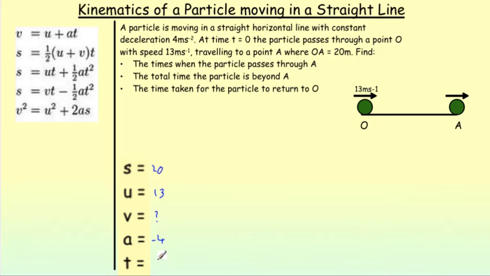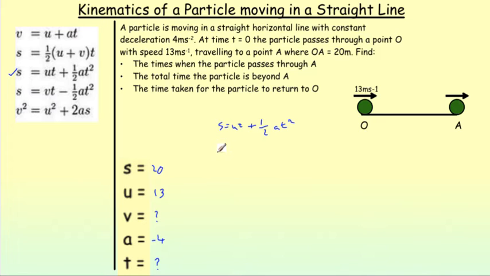And then finally we're asked to find the time. So we want to know the times at which the particle passes through A. So we're looking for the time. So we're going to use the equation then. If we have S, U, and A, and we're looking for T, well, we're going to use this one. We're going to be using this one here. S is equal to UT plus a half AT squared.